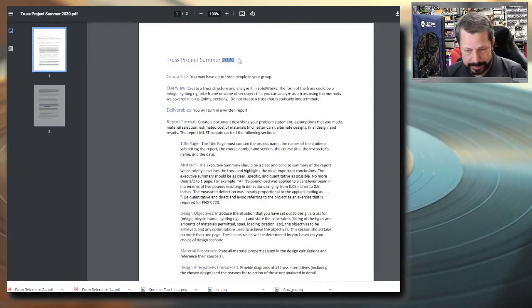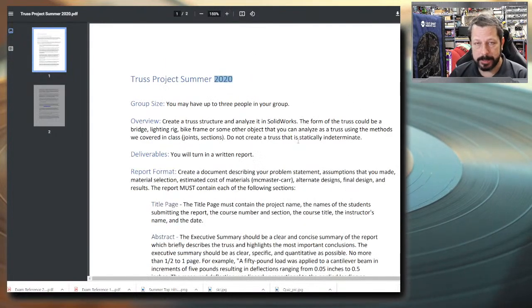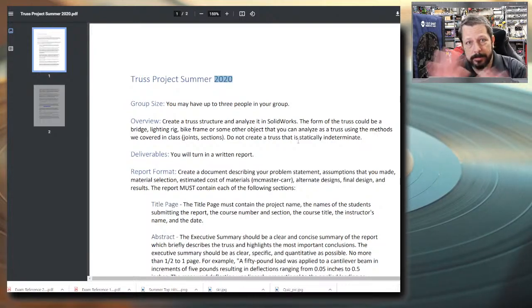So here's the idea. We are doing a simulated truss project because not everybody is anywhere near town. You're not going to necessarily be able to come pick up supplies or do anything like that, and come test it or anything like that. You might be able to, but not everyone could. So this is what we're doing. You can still use a group. So you can have up to 3 people in your group, even if you're all remote to each other.